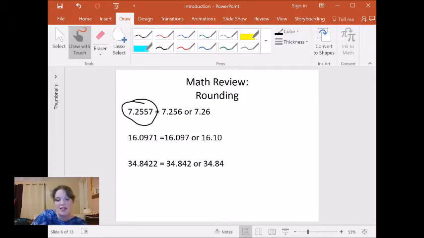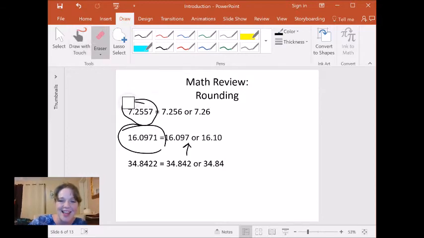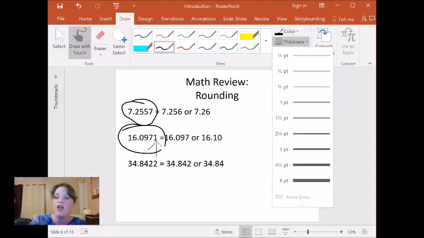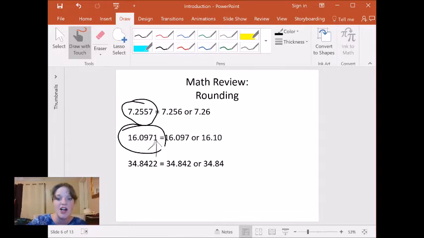If I want to round it to 3 places, this is what I'm doing now. I look at this 4th number and I see that that 4th number is a 1. Now that 1 is below 5. And so I can just round down and leave it as 16.097, something slightly smaller than 16.0971.